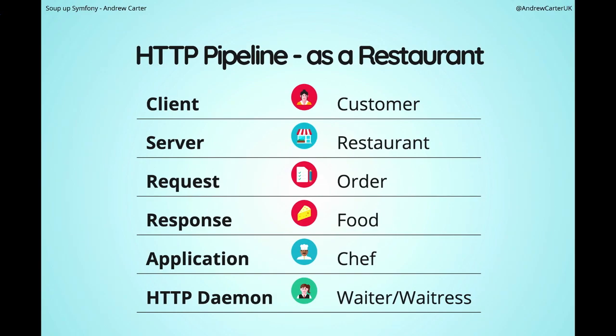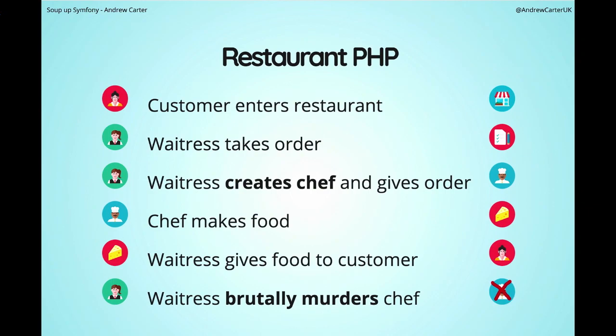So the client would be a customer, the server would be the restaurant, a request would be the order, response would be food, and the application is a chef. And the HTTP daemon is a waiter. So in this PHP restaurant, a customer comes in, and the waitress takes the order, then the waitress creates the chef somehow, and the chef makes the food, and the waitress brutally murders the chef.